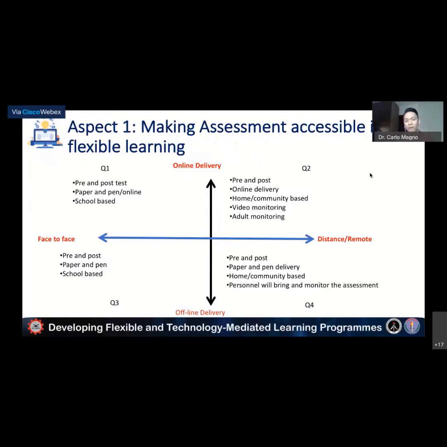In an online delivery mode with distant learning, it's very much feasible to have good assessment. You can do assessment before, during, and after instruction. You can even have a larger scope of assessment when you want to evaluate how effective the entire flexible learning program is in the institution by providing an assessment before the beginning of the school year and use this information to make some improvements towards the end of the school year.